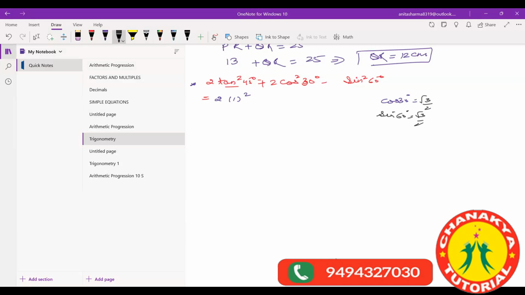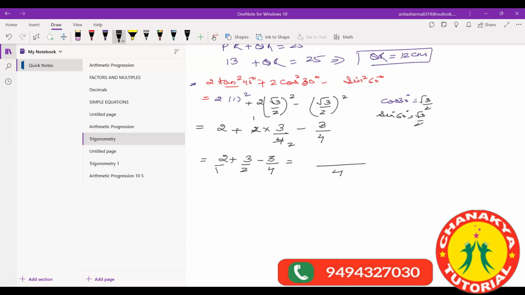Good beta. So, you will write 2 into root 3 by 2 whole square minus root 3 by 2 whole square. So, 2 ones is 2, plus root 3 square is 3 divided by 2 square is 4. Right? Now, same, root 3 square is 3 divided by 4. Now, solve it. 2 ones are 2, so 2 plus 3 by 4 minus 3 by 4. Now, take the LCM, children. 4. Then 4 twos are 8 plus 6 minus 3. So, 8 plus 6 is 14, minus 3 is 11 by 4.